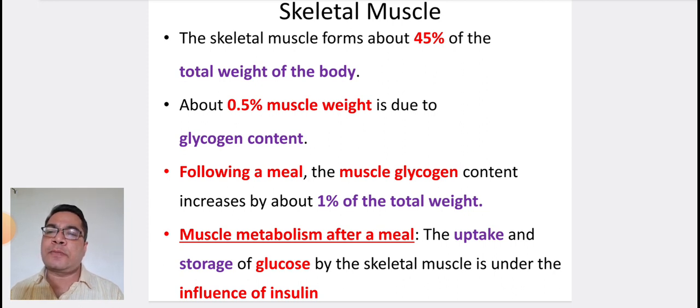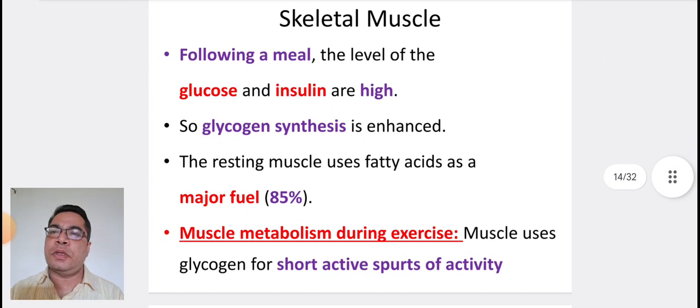Coming to muscle metabolism after meal, the uptake and storage of glucose by the skeletal muscle is under the influence of insulin. Following a meal, the level of glucose and insulin are high, so glycogen synthesis is enhanced. The resting muscle uses fatty acids as a major fuel, that is 85%. Coming to muscle metabolism during exercise, muscle uses glycogen for short active spurts of activity.